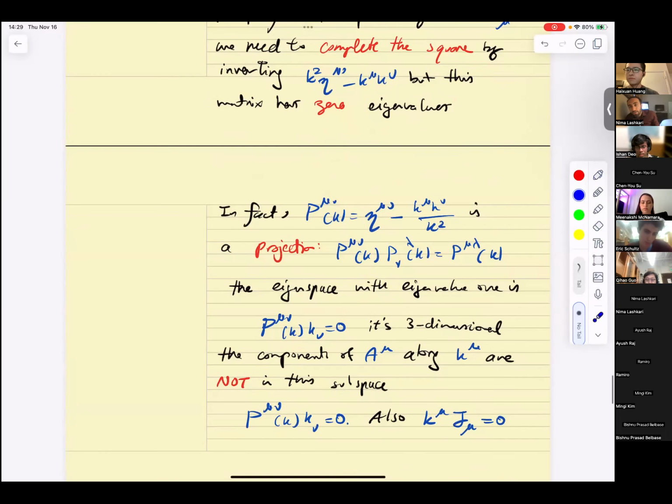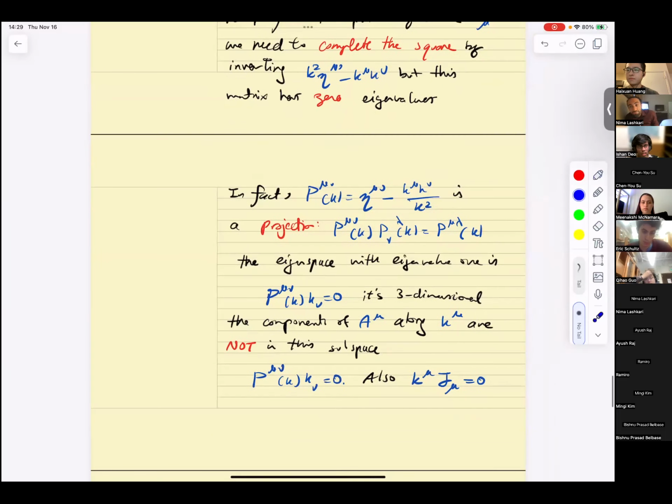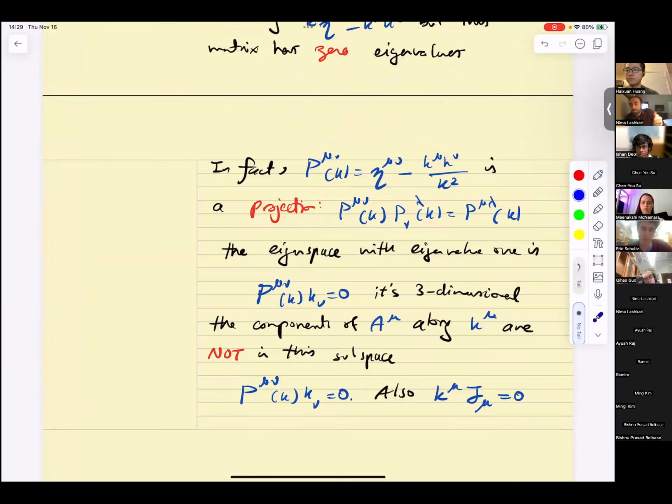What's the spectrum of a projection? 0 or 1. So the spectrum of this projection is 0 and three 1s. P mu nu k nu is 0, which means that k nu is the 0 eigenvector. And in the three-dimensional subspace perpendicular to k nu, you pick three eigenvectors, any basis, your favorite basis. Those are your projections, right?